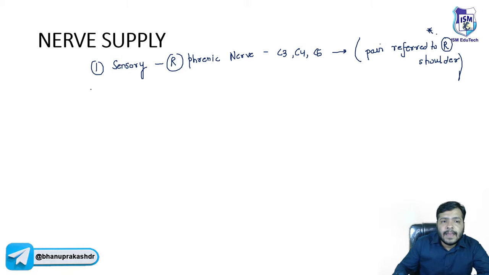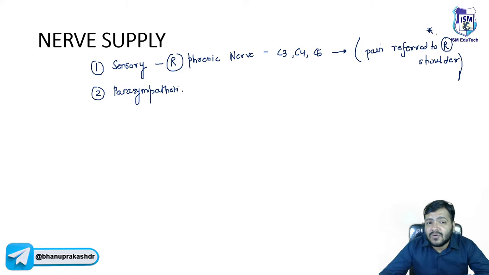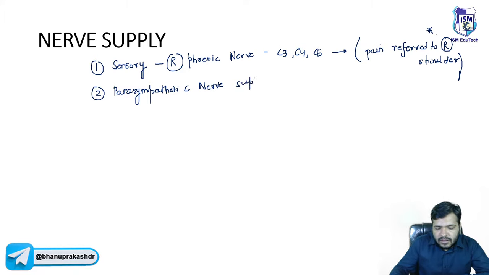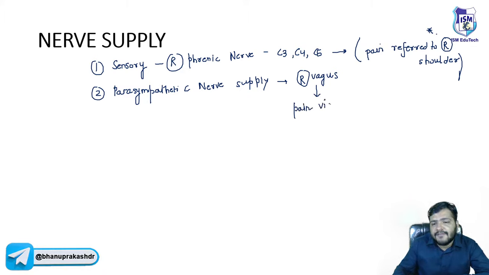Now we have the parasympathetic nerve supply. Basically the peritoneum covering has sensory supply, so pain can easily be referred to the right shoulder. We have the parasympathetic nerve supply. Remember it is from the vagus nerve, and it is the right vagus. Now the vagus is also supplying the stomach. So remember, the pain via vagus is referred to the stomach region as well.